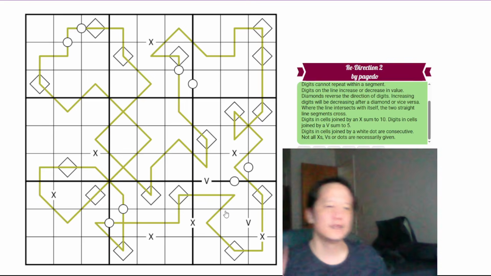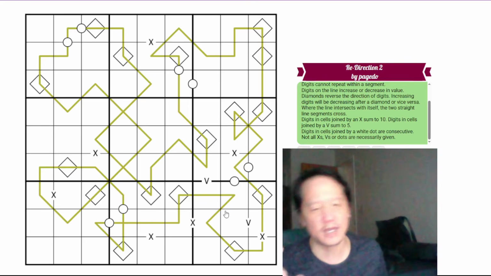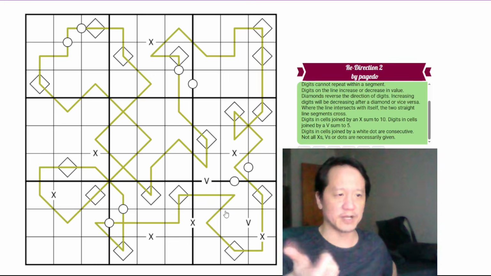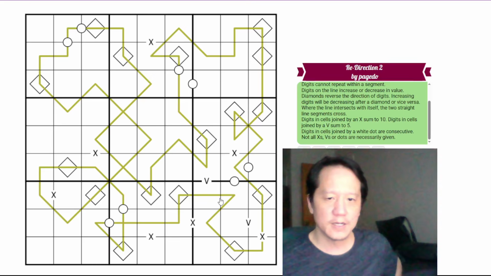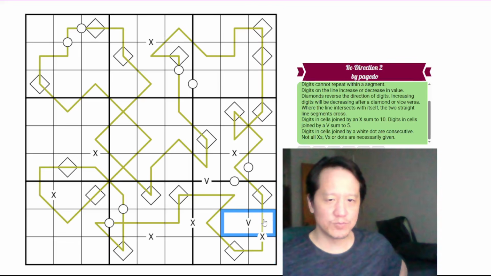Okay, let's choose one segment and make it a color, and then we'll make the other segment a color so we know whether they go up or down. This is 1 through 4 here, and this is adding up to 10. So this must be 6 through 9 to add up to 10 here. So this must be increasing this way.